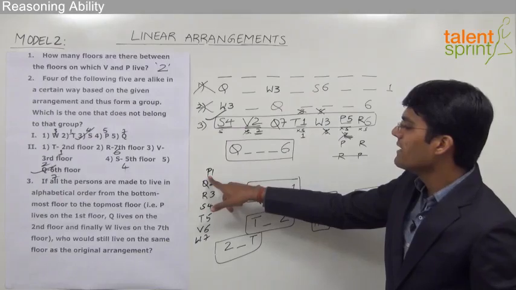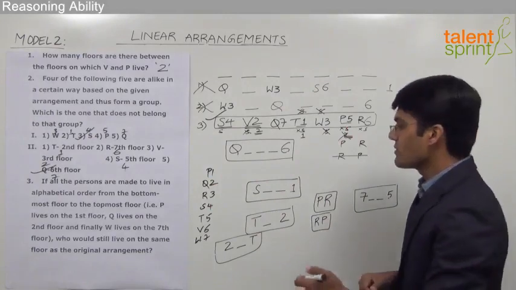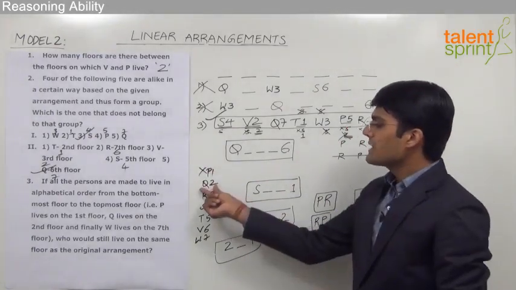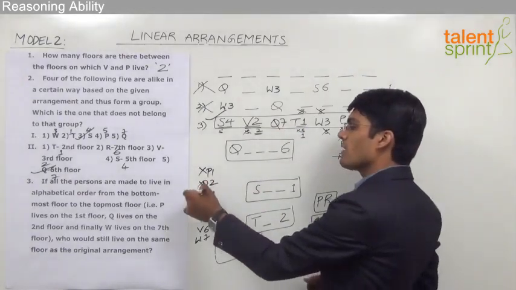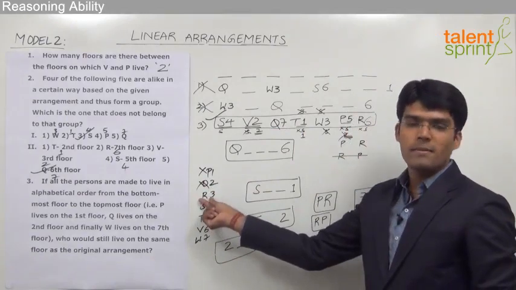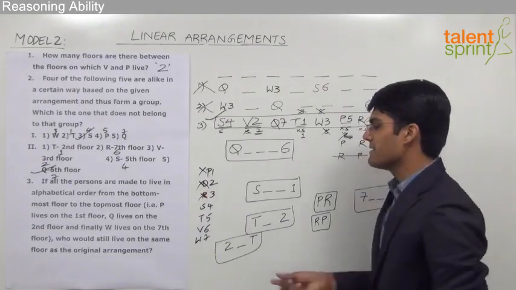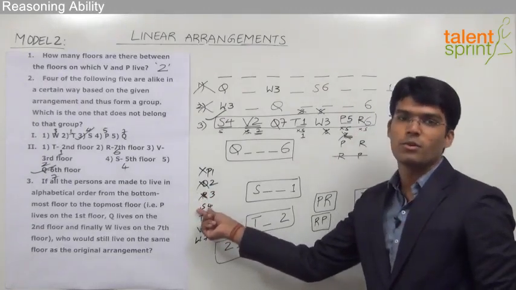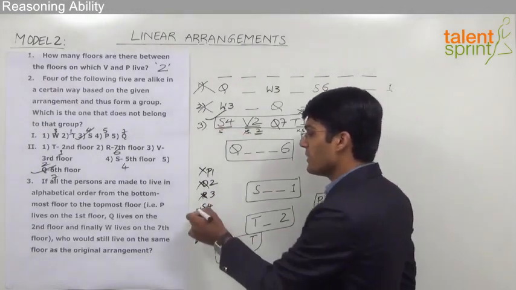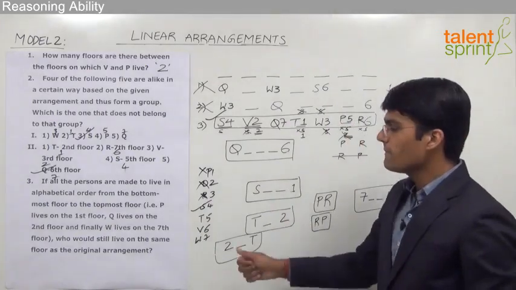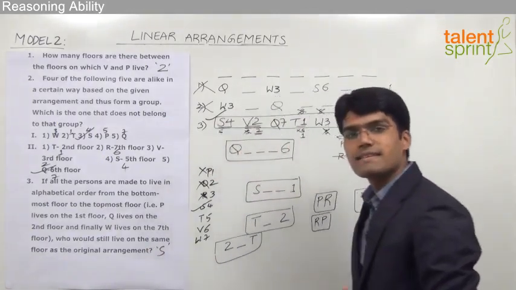Now if you compare here, as per the alphabetical order, P is on 1st floor, but as per the arrangement P is on 5th floor. So P cannot be the answer. Q as per the alphabetical order should be on 2nd floor, but as per the arrangement he is on 7th floor. So even Q cannot be the answer. R in alphabetical order is on 3rd floor, but in the arrangement R is on 6th floor. So even this gets cancelled. S as per the alphabetical order is on 4th floor, and as per the arrangement also S stays on 4th floor. So this is the person who stays on the same floor as the original arrangement. So our answer for question number 3 has to be S.